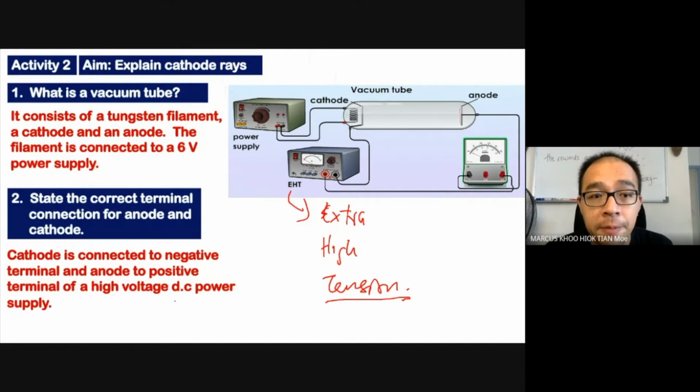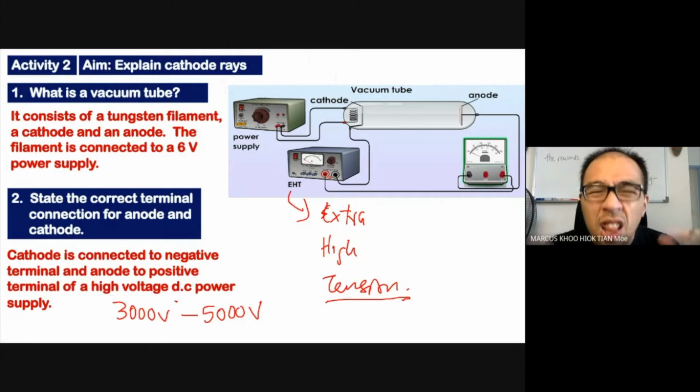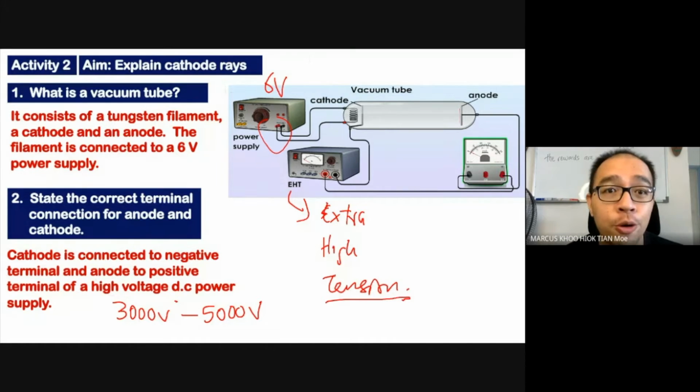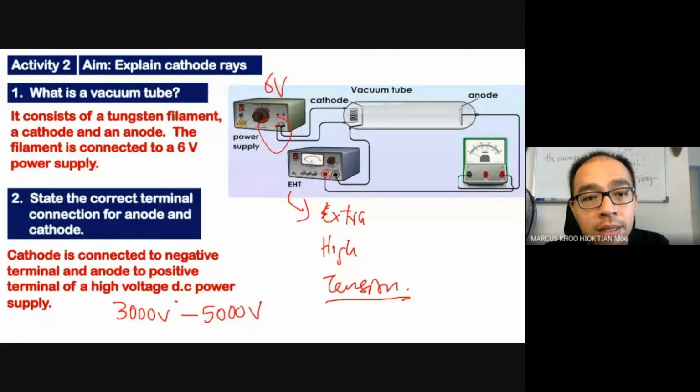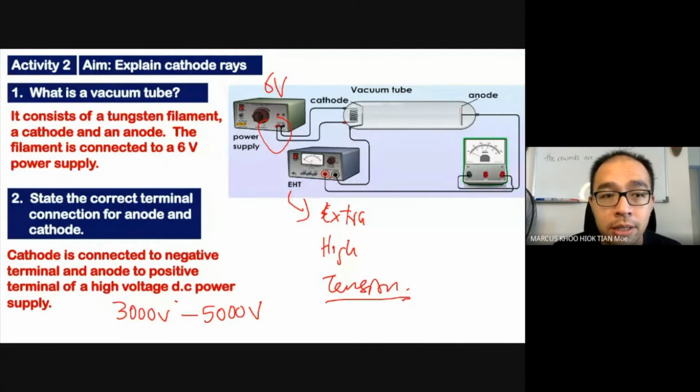DC is direct current. High voltage, we're talking about minimum 3000 volts. Usually it's about 3000 to 5000 volts. So it's a lot of voltage. Compared to the one that produced the thermionic emission, it is just 6 volts only, very kesian. So the 6 volts is only to produce the electrons. But the extra high tension, the 3000 to 5000 volts DC power supply, has a very important purpose. We will talk about it in a little while.